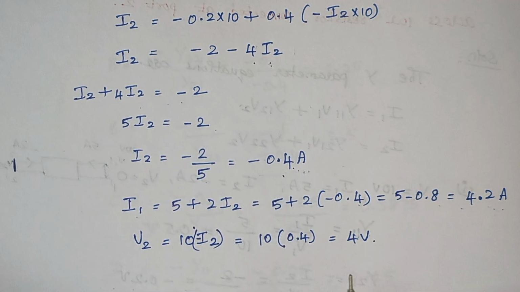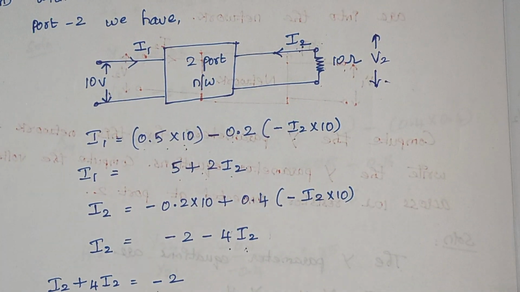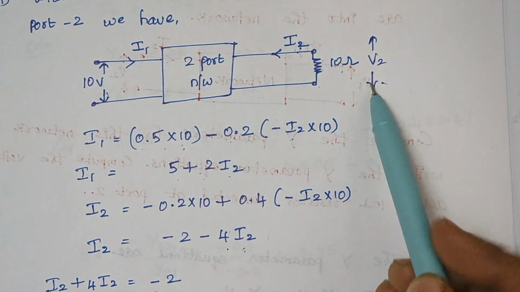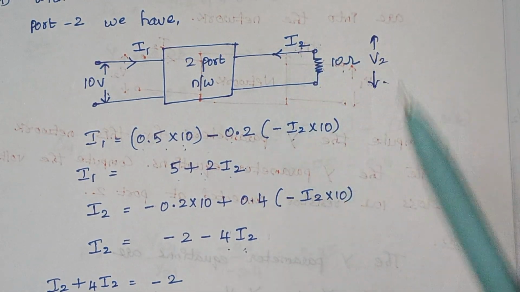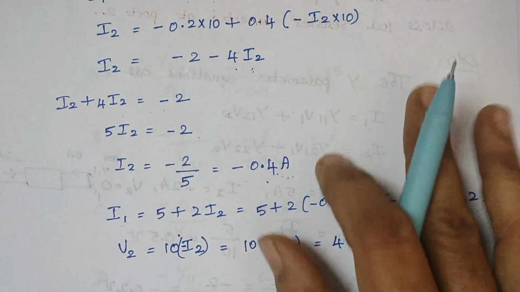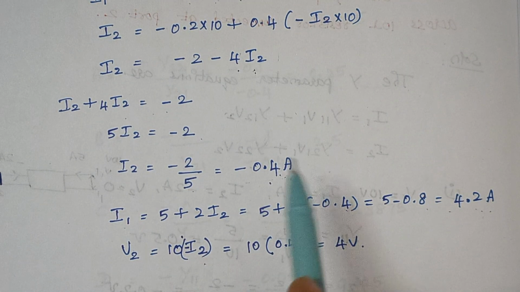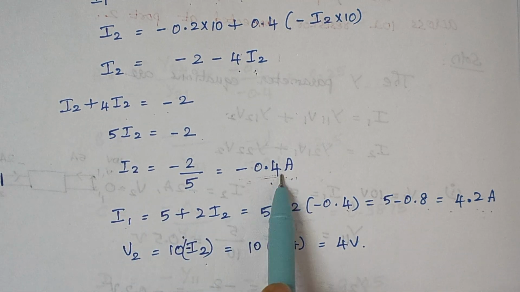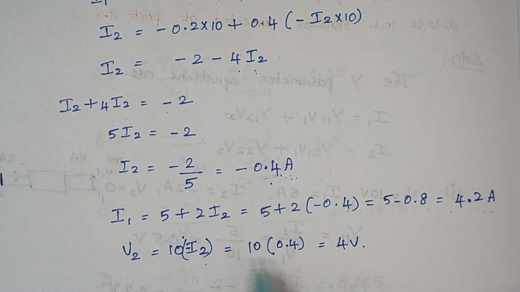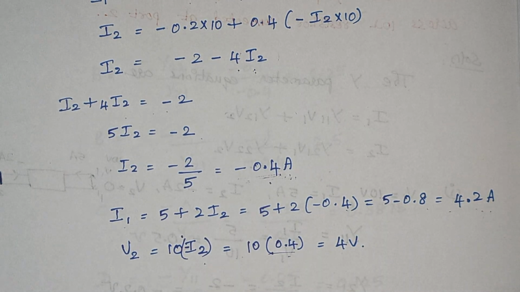Now we need to find the value of V2. V2 is nothing but 10 into minus I2. Just substitute the value: 10 into the value of I2, which is minus 0.4. Minus into minus becomes plus, so 10 into 0.4 gives you 4 volt. So this is the voltage impressed across the 10 ohm resistor.